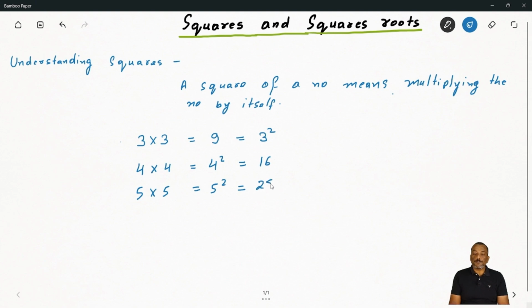25. Now same way you can see 6 also. 6 will multiply itself. So what you will get? 6 square. So 6 square is how much? 36.